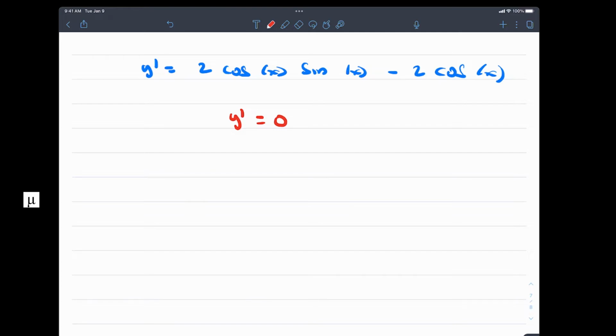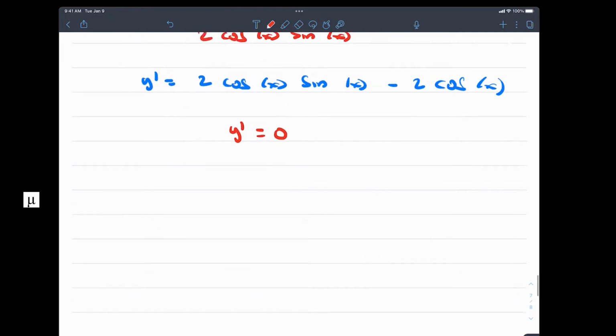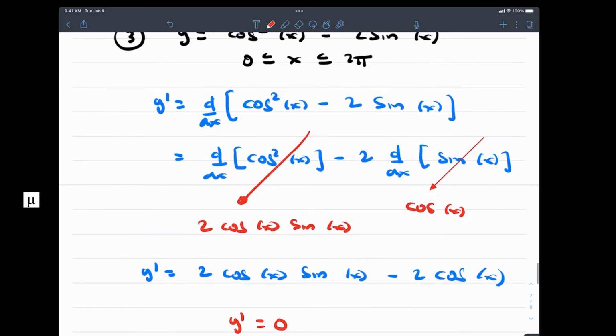Let's see. Derivative of cosine is minus sine. That's right. Minus 2, derivative of sine is cosine.